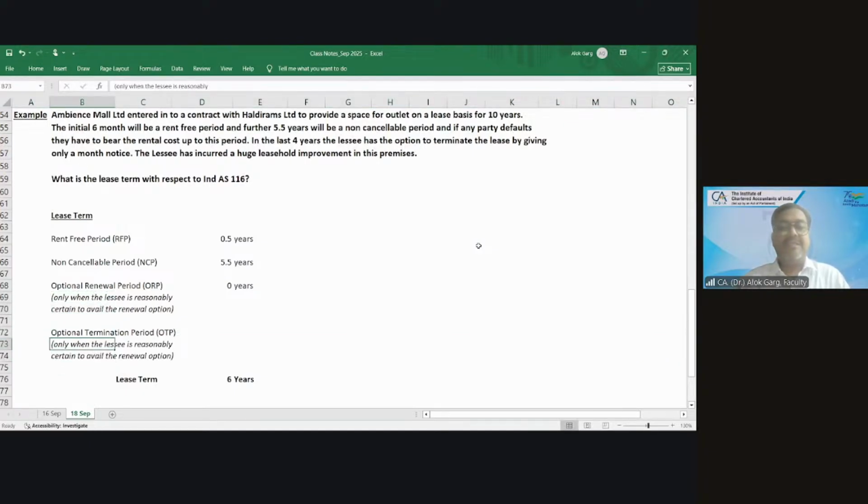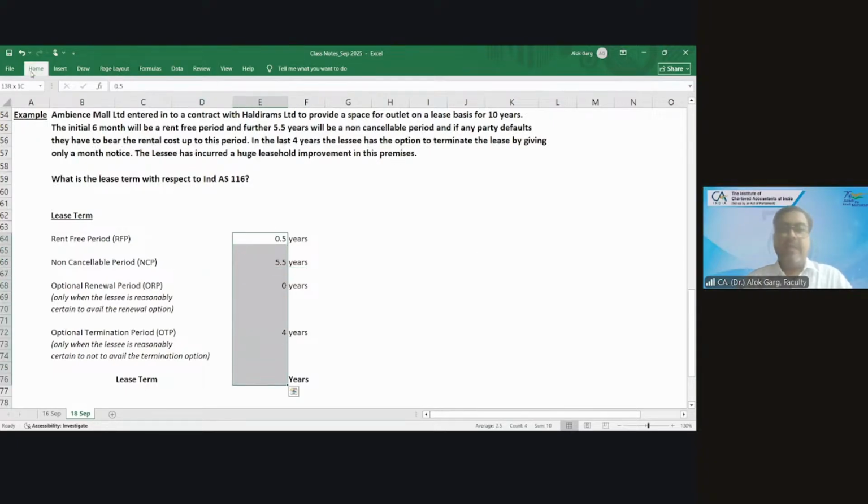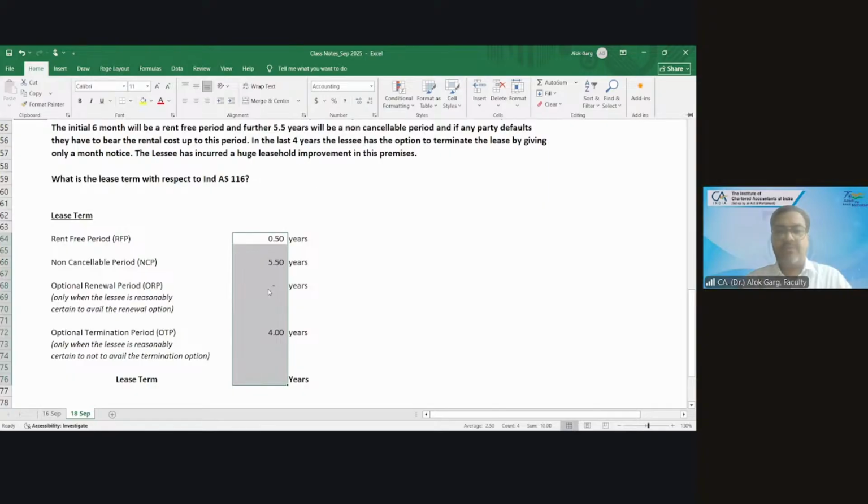Only when the lessee is reasonably certain not to avail the termination option early. It is the reverse here, not to avail, right? So what is my termination period? 4 years. Since the lessee has done a lot of leasehold improvement, the lessee will not exercise the termination option.